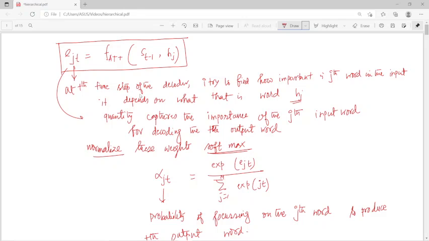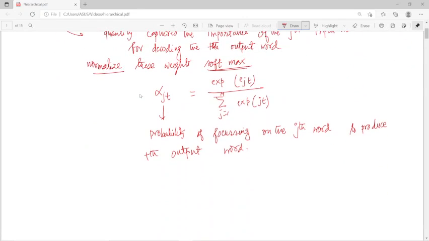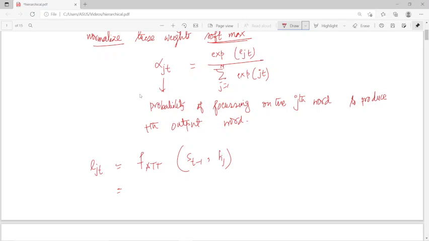We know that f is an equation, a function. This particular function is written in a particular form: e_jt is the attention function of the previous decoder output and the important words. You can write it in a general formula as V_attention transpose tanh(U_attention s_(t-1) + W_attention h_j).